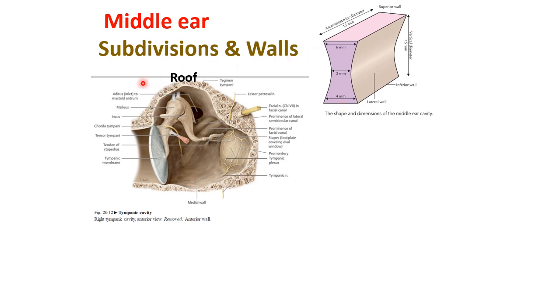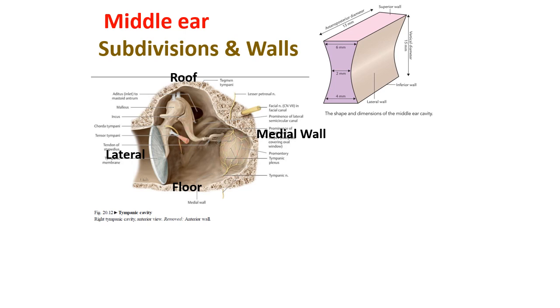It has a roof. Since we've imagined it to be a cube, to understand it better, we divide its walls to understand the relations of the structures present around it. So we say it has a roof, a floor, a lateral wall which is formed by the tympanic membrane, and a medial wall which is formed by the structures of the internal ear which are impinging upon the tympanic membrane. A posterior wall which you can see behind, and an anterior wall which we've opened to enter into the middle ear cavity and to understand the structures which are present in it.